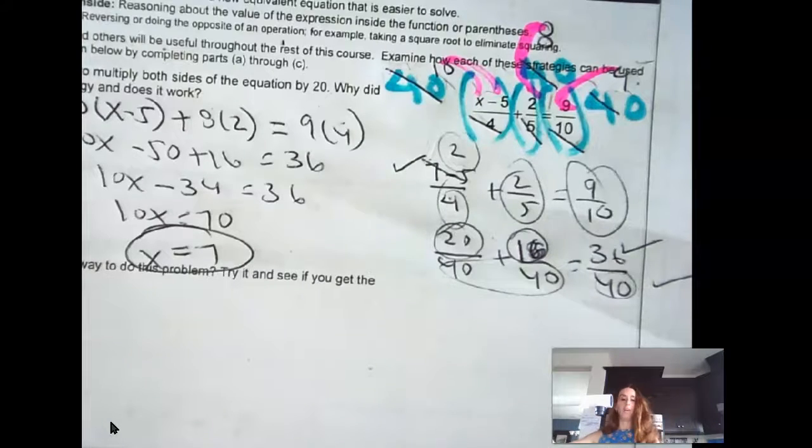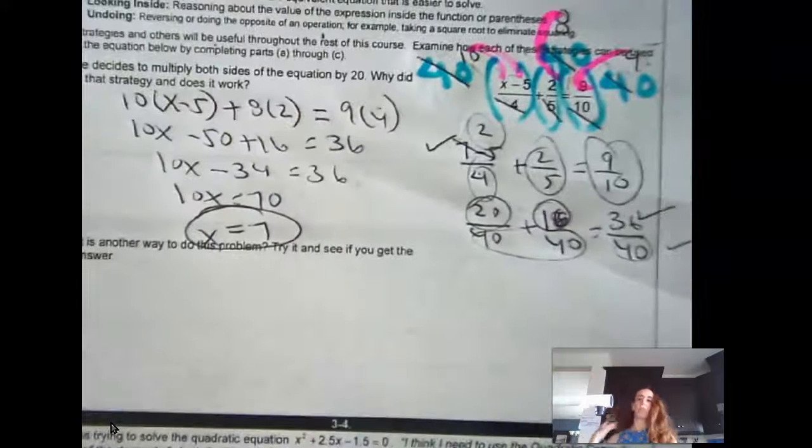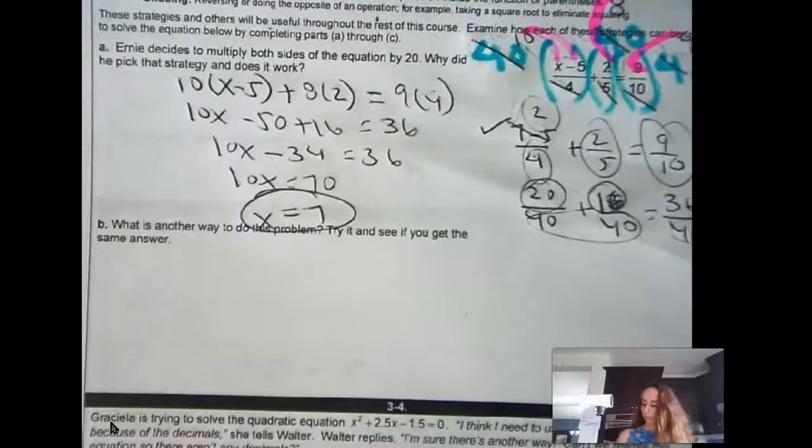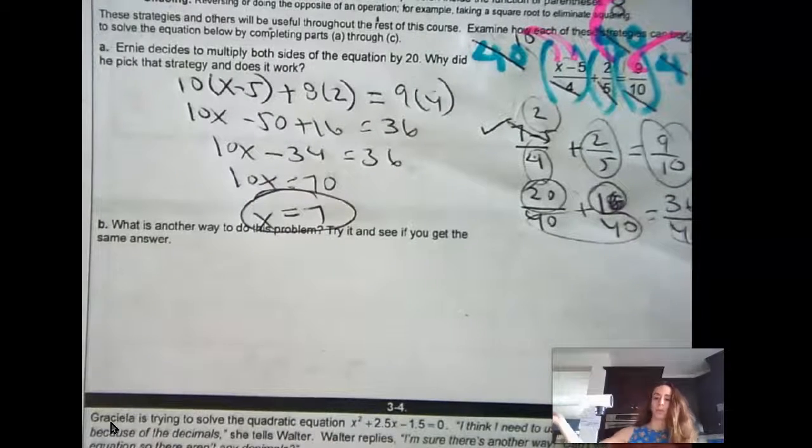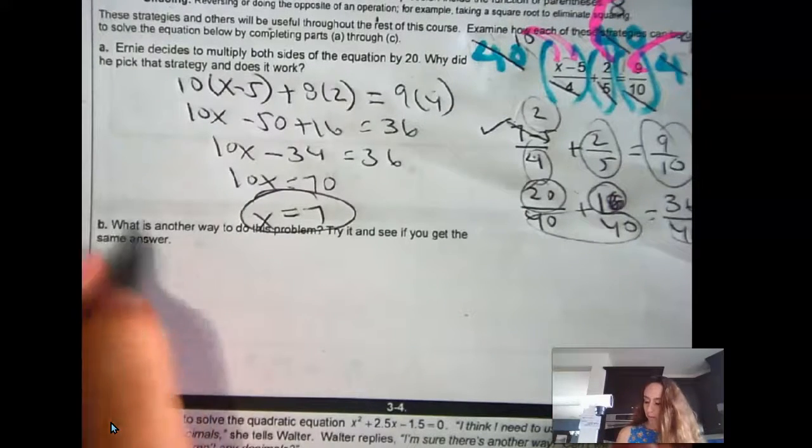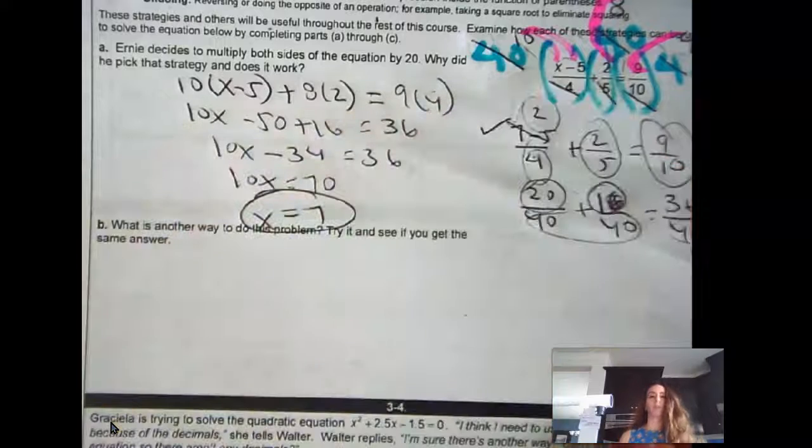Do you have to check it? No. Do I care? No. Do you care? Well, you care if you're right or not. Okay, what's another way to do this problem? You figure out whatever you want to do. We already talked about that. Subtracting 2/5. You can multiply by 4, 5, 10, and so on and so forth. Okay? All right, let's go to the next one.